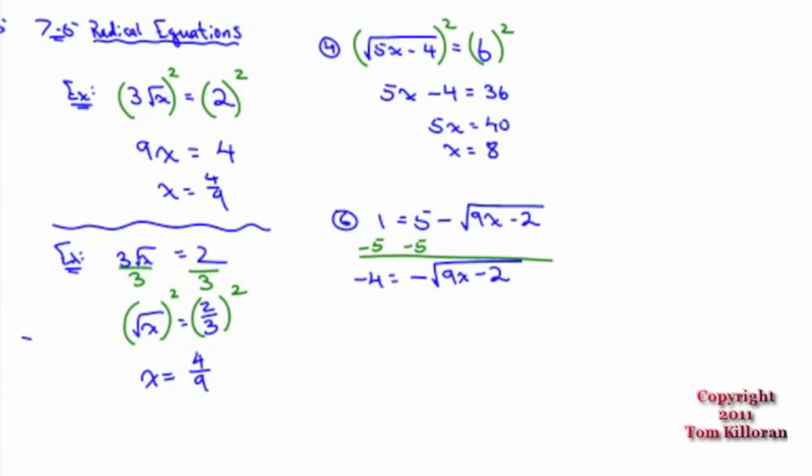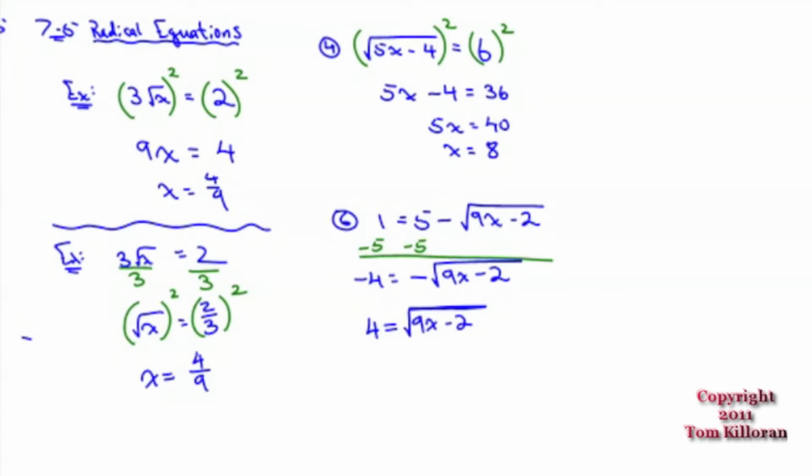So what can I do to get rid of the negative? Divide by a positive or a negative 1. Divide by negative 1, multiply by negative 1, or just change all the signs. So this becomes 4. Positive 4 is equal to the positive square root of 9x minus 2. Remember, this long bar represents parentheses. That 9x minus 2 is locked into that square root. You can't deal with the pieces. All right, and then what can I do to both sides? Square it.